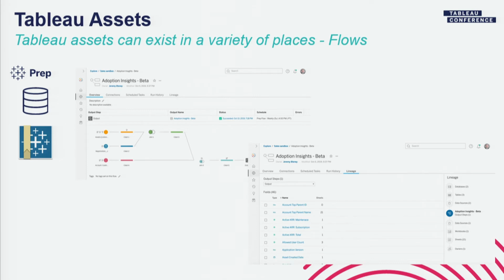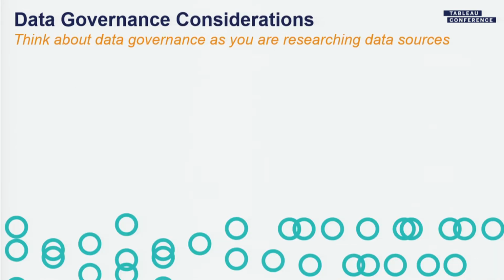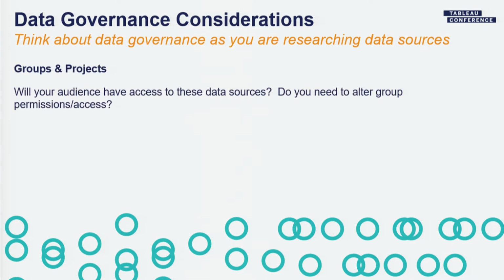God forbid there's custom SQL in there, like pulling that thing apart, right? You're going to be moving a lot faster if you do have a Prep workflow in there, right? As you're going through this, you want to think about a bunch of different data governance considerations. So we already talked about the groups and projects, right? So you should have already identified where the project this should go to, right? And also, if this data source lives in a different project, do you have access to that, right? And so you might need to work with the site admin to get access to it.